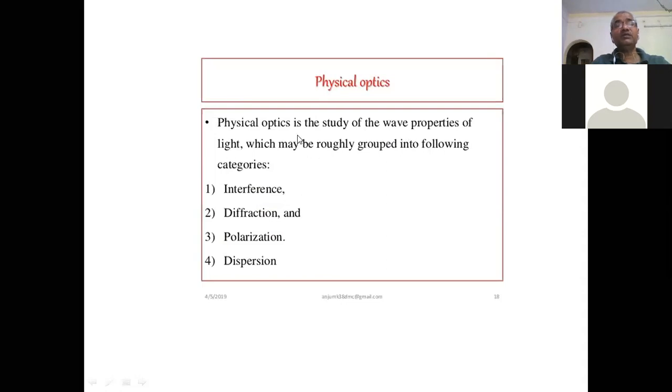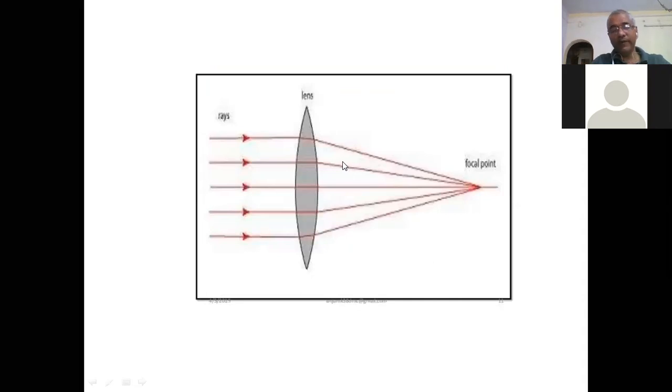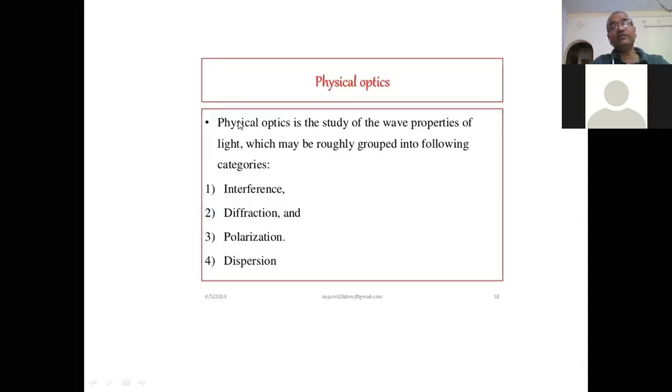Physical optics. So this is all about geometrical optics. Now in physical optics, we consider the wave nature of light, and depending upon this wave nature of light, interference, diffraction, polarization, and dispersion are the phenomena which can be satisfactorily explained on the basis of the wave nature of light, and that is called physical optics.